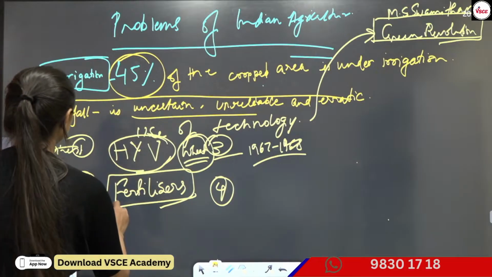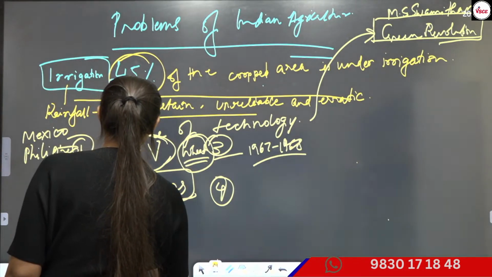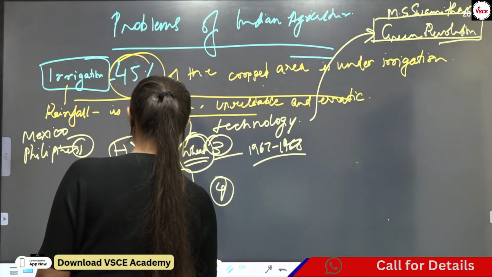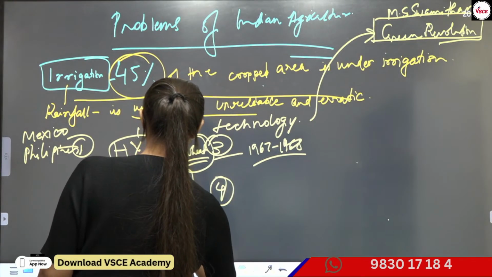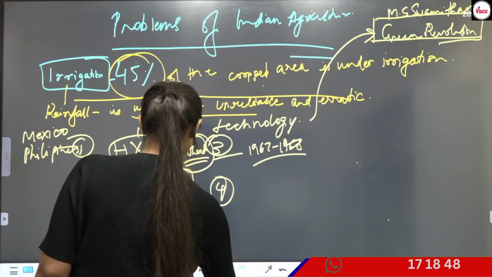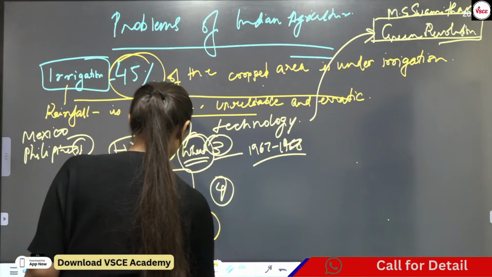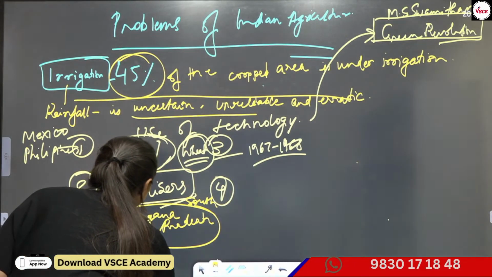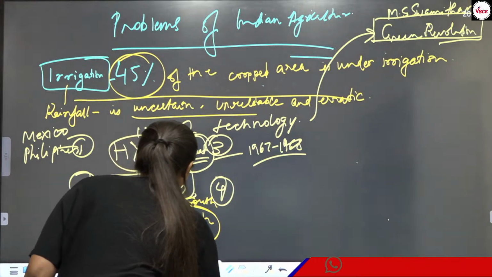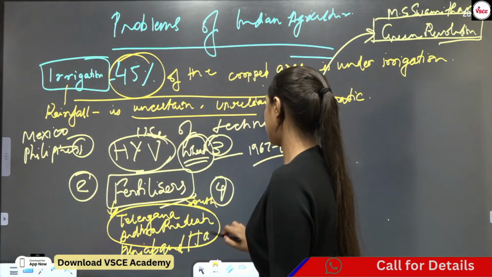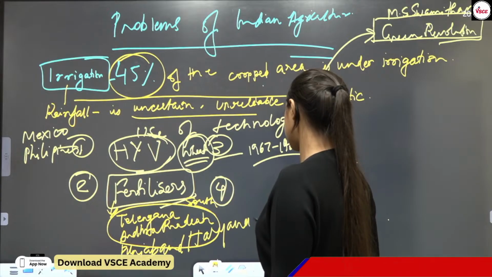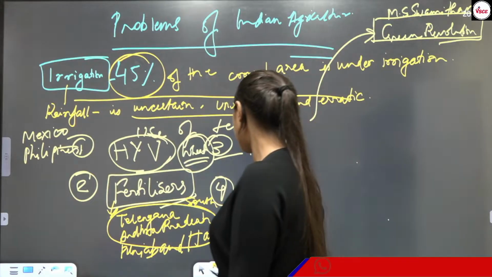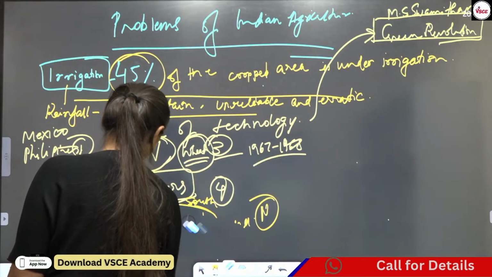Now let's see where we see the usage of fertilizers maximum. Telangana, Andhra Pradesh in the south, and Punjab and Haryana in the north. Punjab and Haryana, I'm sure you're able to see in the north. If not, I'm going to write it again for you. Not a problem.